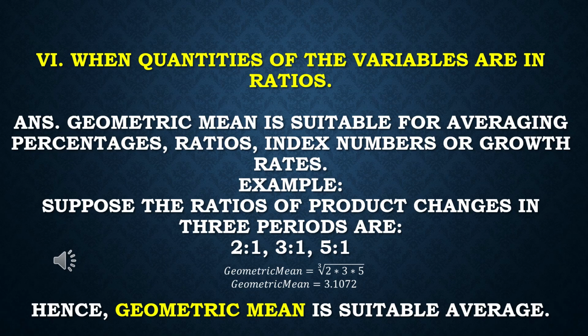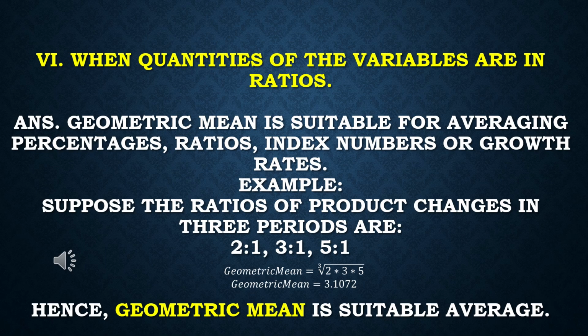Question number 6 of question 1 is: when quantities of the variables are in ratios, which average will be most suitable? Here geometric mean is the most suitable average for calculating percentages, ratios, index numbers or growth rates.